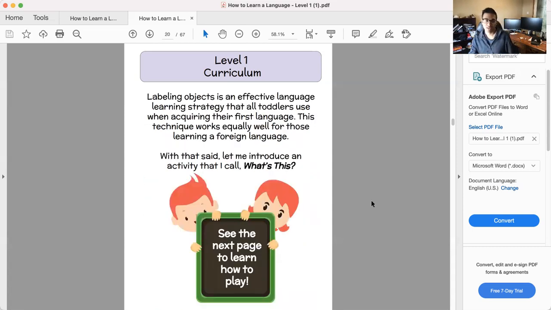Okay. And so being able to, what I would call, label things and explore the world around you using the target language as a tool is something that will be very effective. And so we're going to play, or rather you're going to play, when you're learning a language, I want you to play a game called What's This? Okay, so let's go to the next page here.